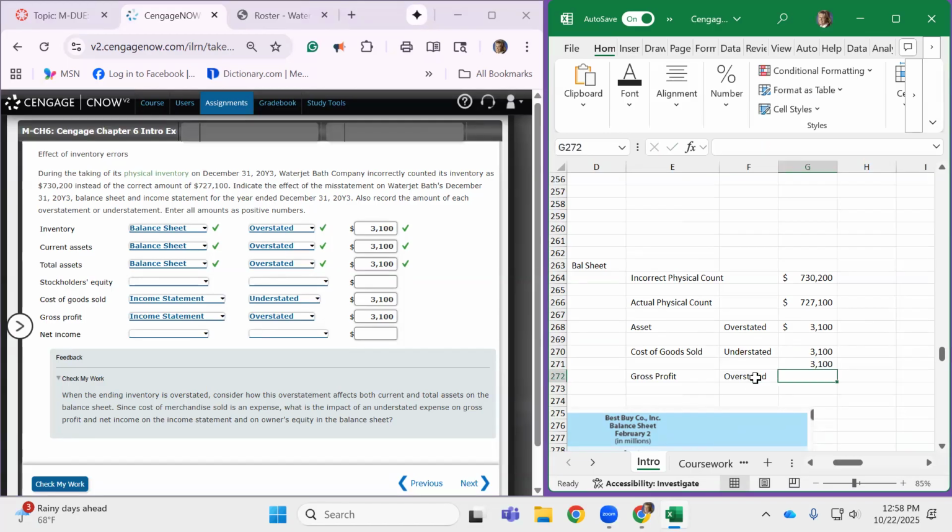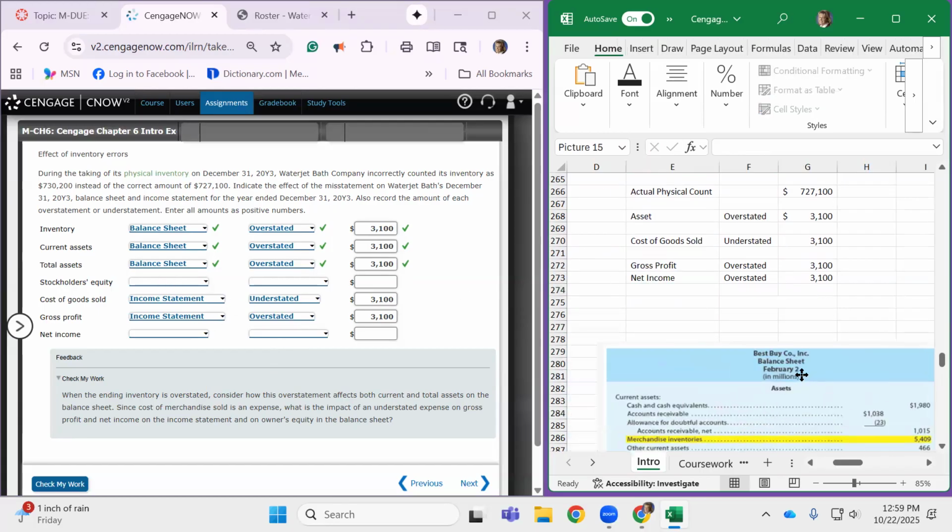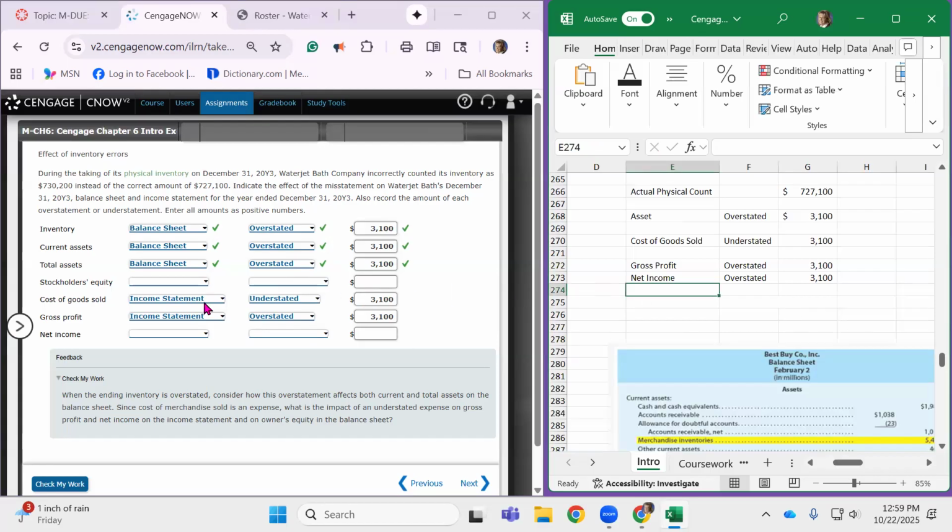Yeah, because there's not enough expense against the revenue. And if gross profit is overstated, so is net income. Yep, because it's still going down. So it's overstated by $3,100. And so is your stockholders' equity because net income goes to stockholders' equity. That's why I saved it until now. So net income will be overstated, because we didn't put enough in cost of goods sold.